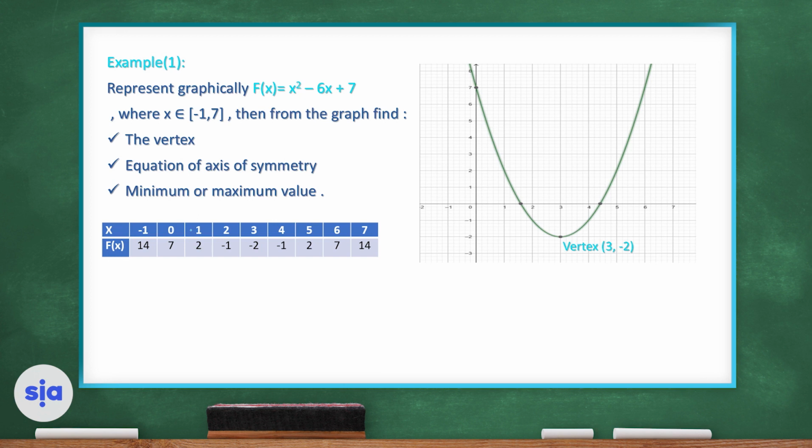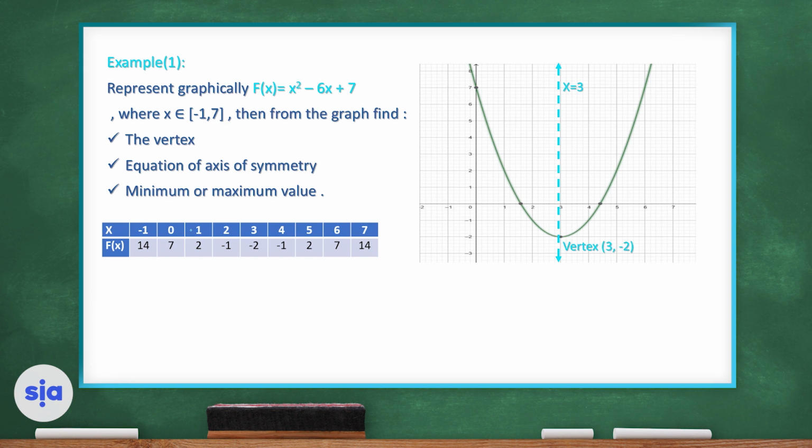The axis of symmetry is the vertical line that divides this graph identically into two parts, left and right. So here, this is the axis of symmetry. This is the vertical line that we call the axis of symmetry. Its equation is x equals, and then you get the x part in the vertex. So its equation is x equals 3.